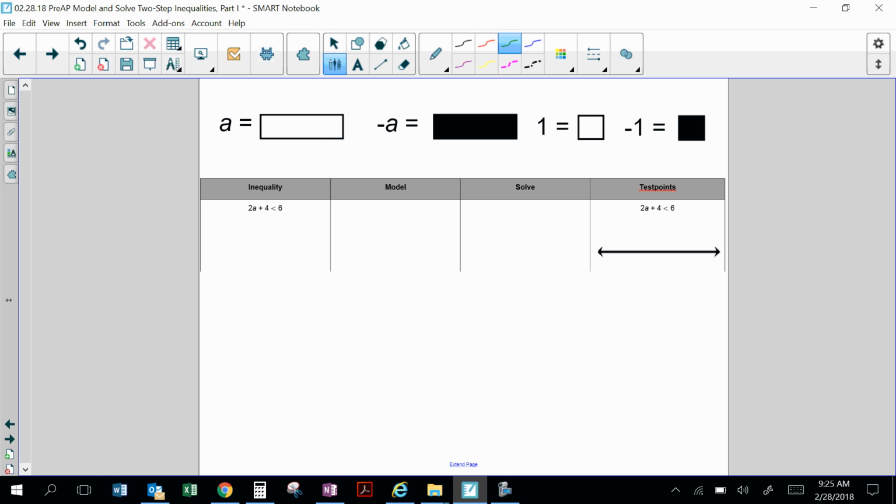To model it, you need to draw 2 a's plus 4 less than 6. You may want to pause it to give students time to copy that model down and solve it through a drawing. Welcome back. Did you draw 4 negatives on both sides? Did you cancel these out? Each a needs 1 piece. So that is our model.